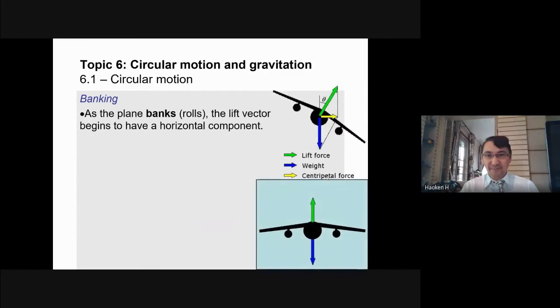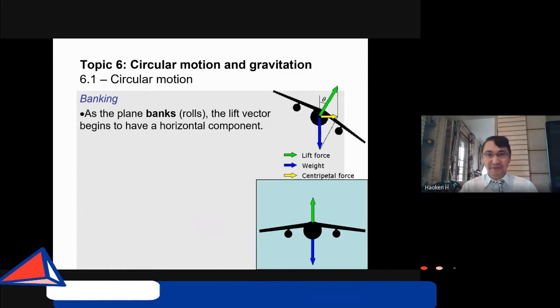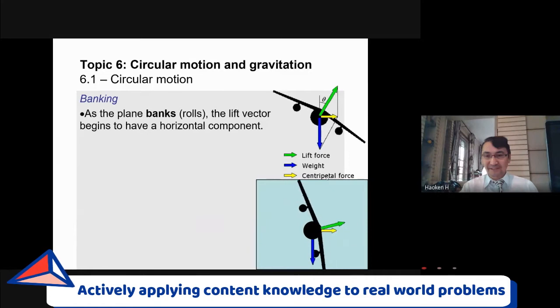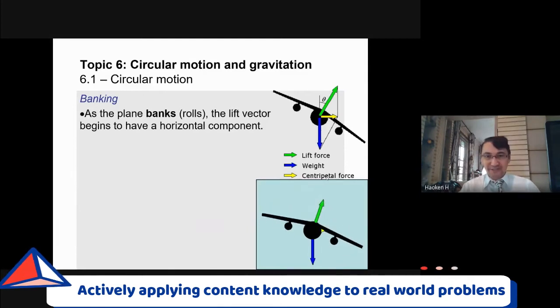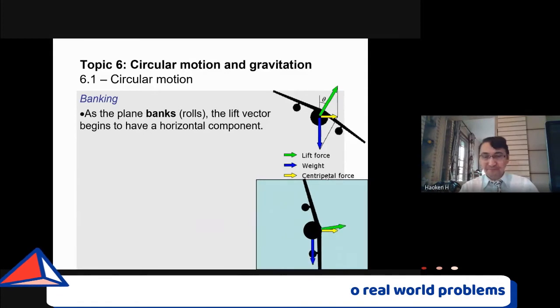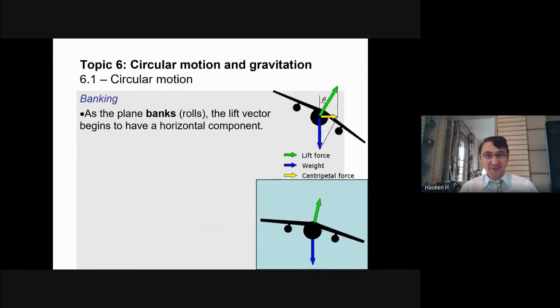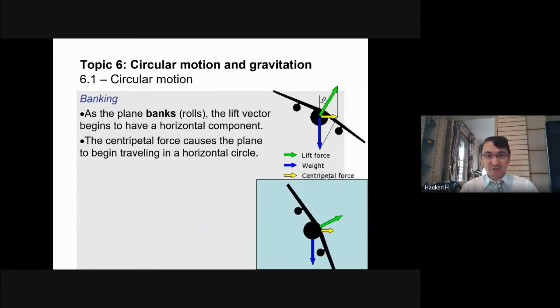Let's take a look at it. As a plane banks or rolls, the lift vector begins to have a horizontal component. You can see, the horizontal component actually acts as a centripetal force. You can see the yellow one. So the lift force has 2 components when it's banking, and the yellow horizontal component acts as a centripetal force. So centripetal force causes a plane to begin traveling in a horizontal circle.